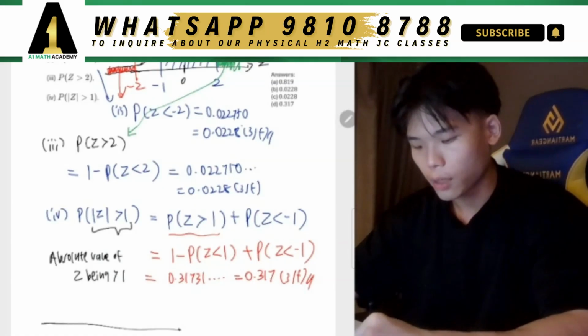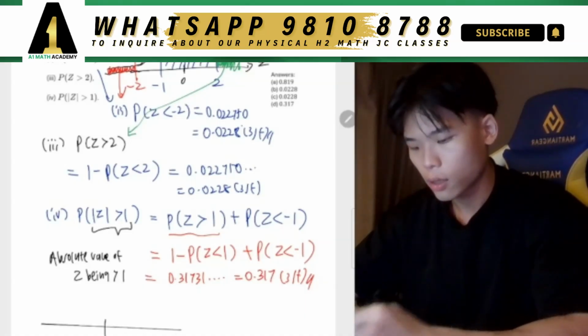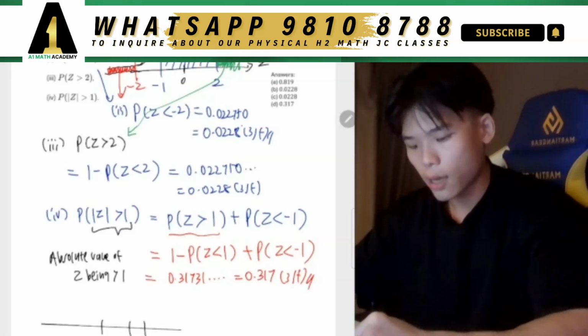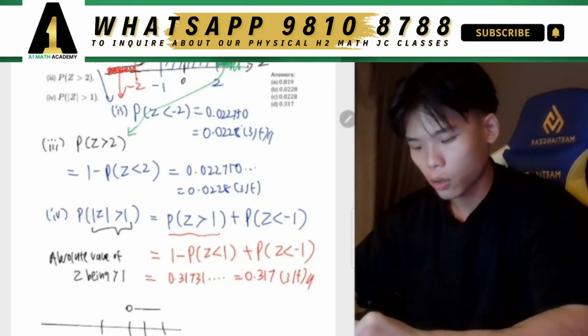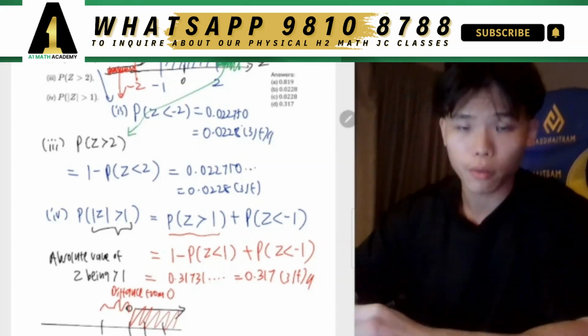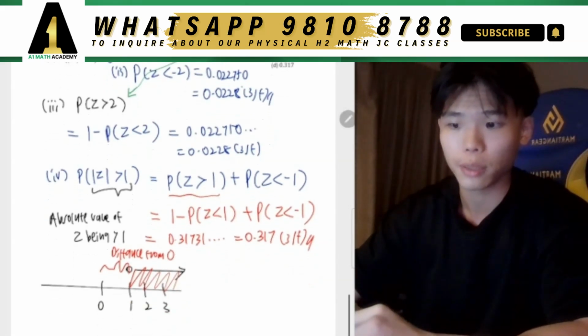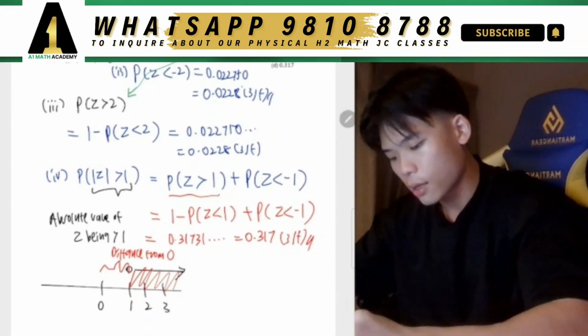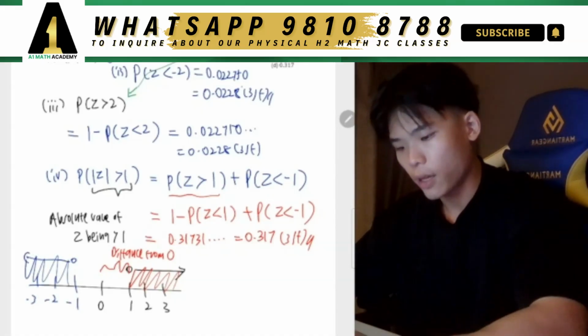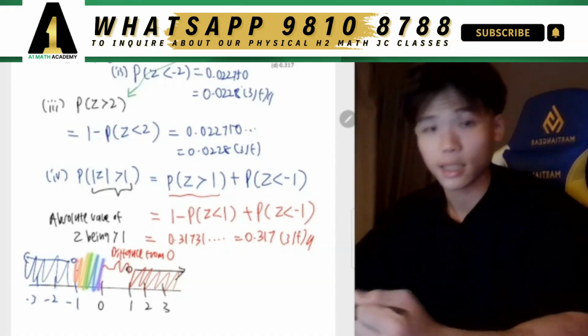So if you look at your number line, this is 0 and this is 1. Any other number from here onwards will have a distance from 0 of bigger than 1. And same thing, any number over here will have a distance from 0 that is bigger than 1 as well.